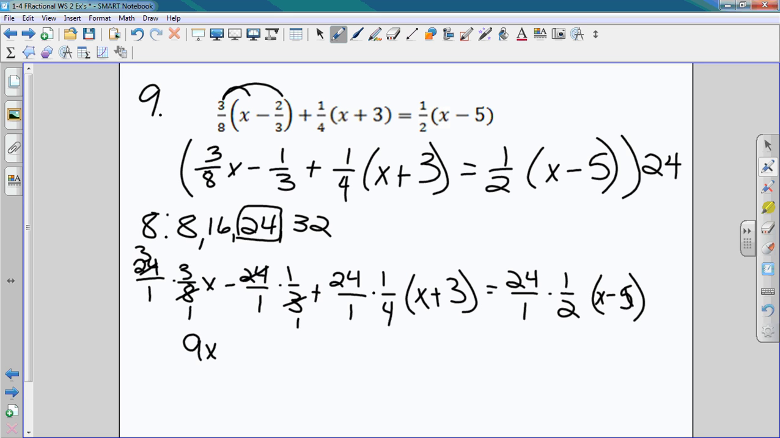If I'm going too fast, somebody raise your hand and slow me down. Going too fast? Okay. Yeah. Reducing.